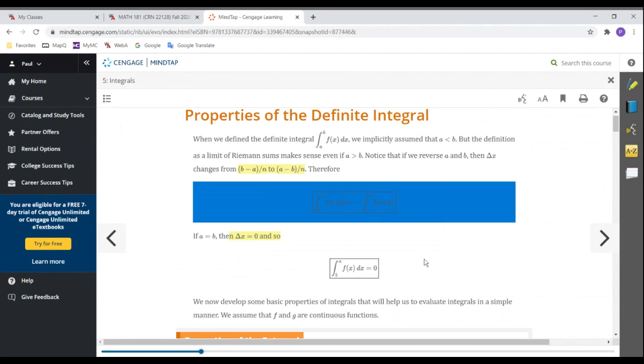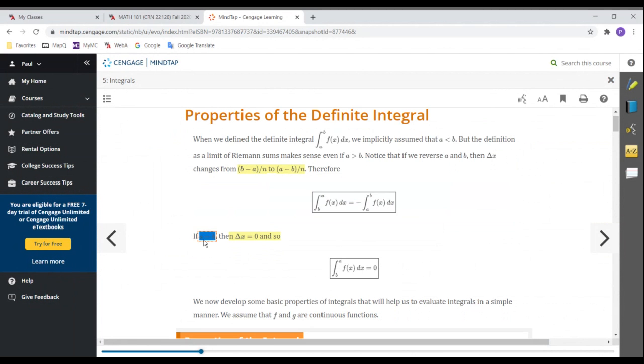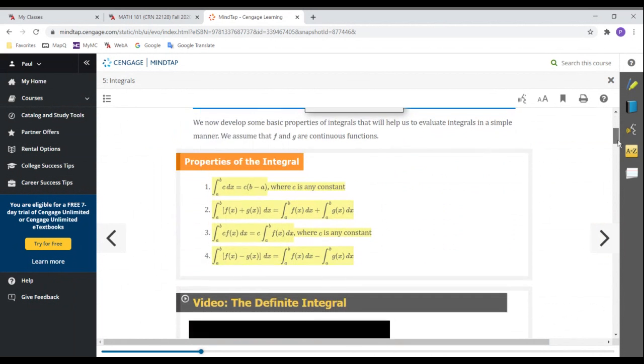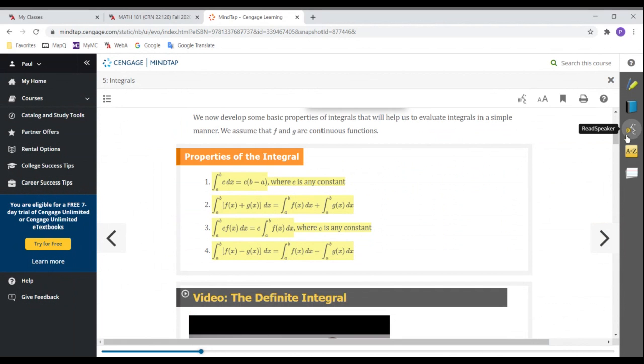And also, if a equals b, that integral would equal 0. In other words, I think this is kind of bad notation, if your top and bottom limits are the same, then you don't have any area to compute. And so the definite integral is equal to 0. There's no area. That's really what we're talking about. And then you have some properties here, these 4 properties of the integral that are very commonly used.